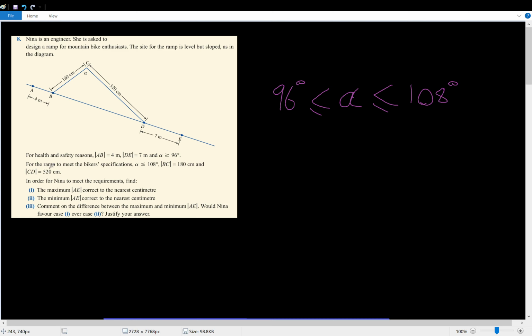But you notice that for the ramp to meet the biker specifications, they gave an upper limit, which means that a smaller value might be what they need more. So if she goes for the smaller value, it could be more what the mountain bike enthusiasts are after. And that's all you would have to say in that particular question. And that is that.